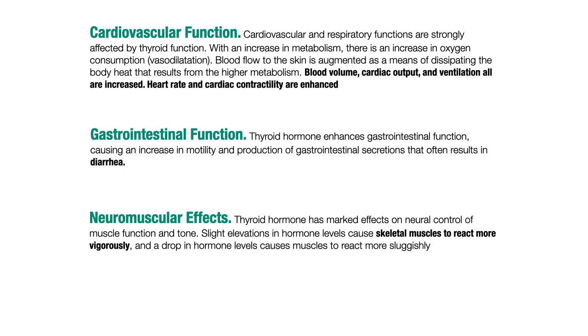In a similar way, blood volume, cardiac output, heart rate, cardiac contractility, and ventilation are all increased when large amounts of T4 are present and converted to T3. The increase of gastrointestinal smooth muscle activity will raise motility, shortening the transit time and causing diarrhea. But also skeletal muscle can be affected, reacting faster and with increased strength in the presence of thyroid hormones.